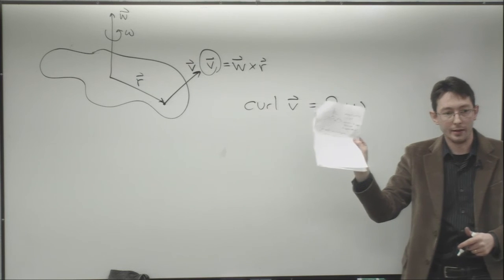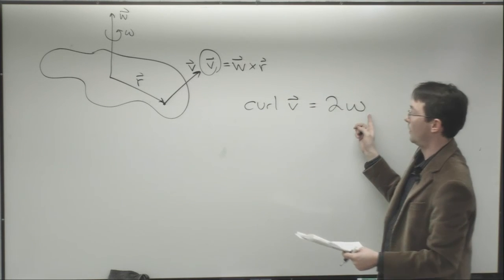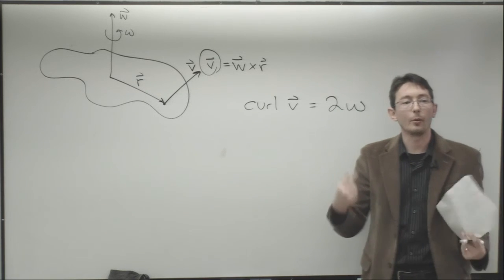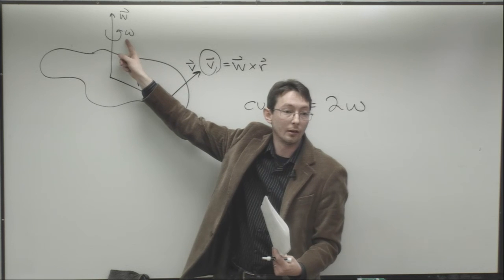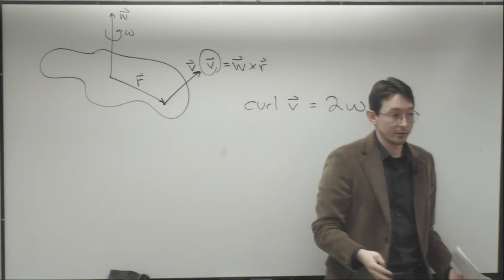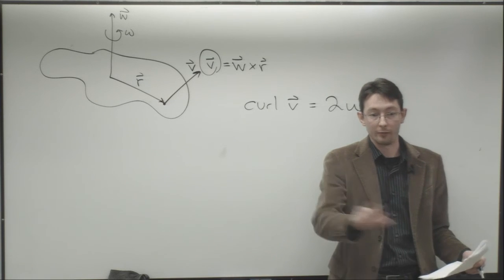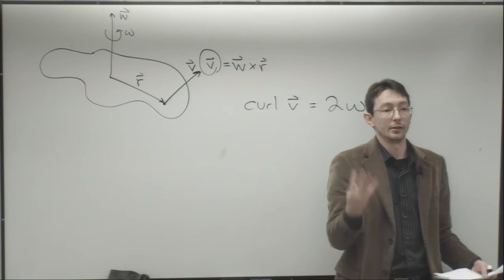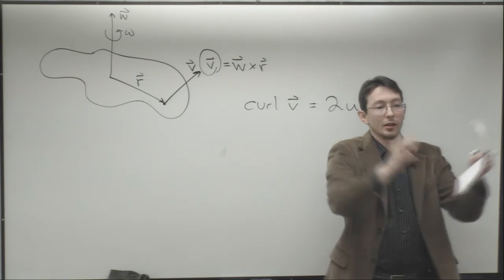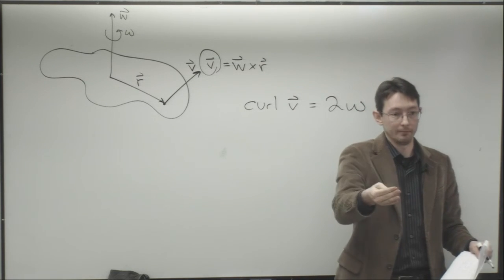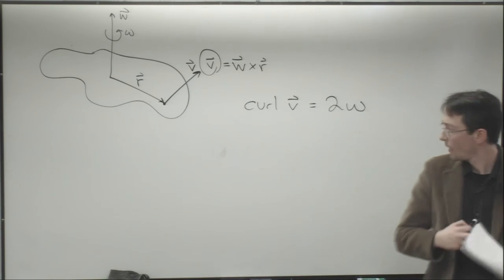This is in the notes. You can work through it more carefully and actually show that this really is 2 omega. But what I'm getting at is that the curl measures rotation. The curl of a vector field measures rotation, in fluids, in solid bodies, in any system. If you have rotation in your vector field, the curl pulls out the rotation. Divergence pulls out expansion and contraction. Curl pulls out rotation. That's the geometric interpretation.